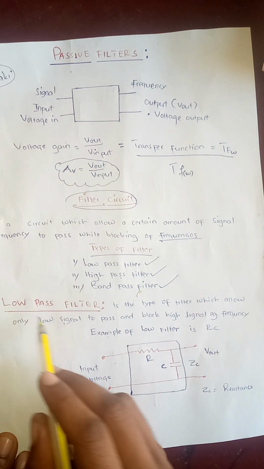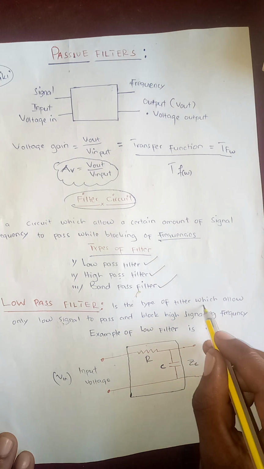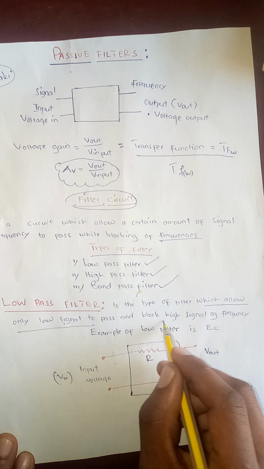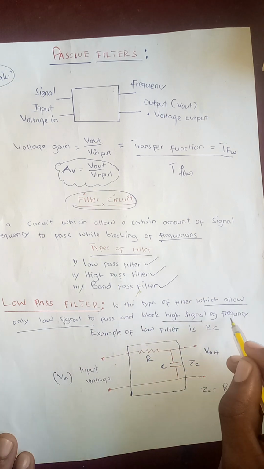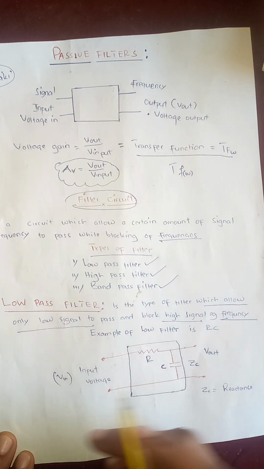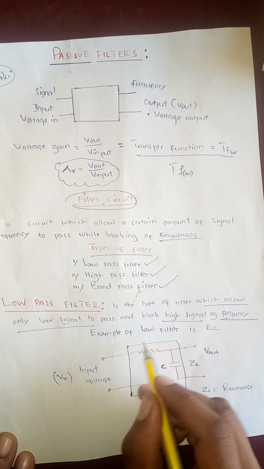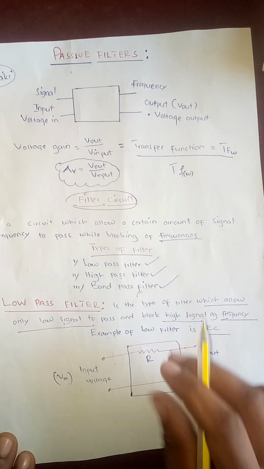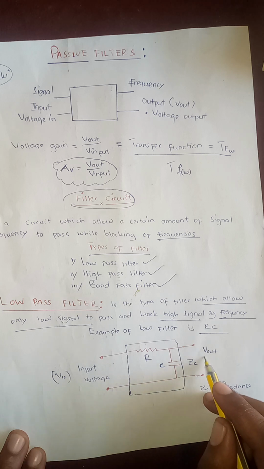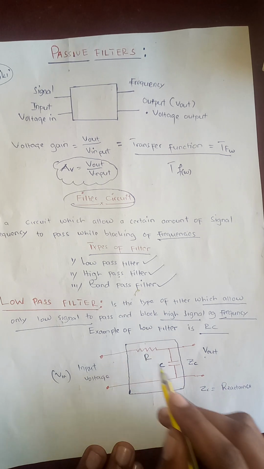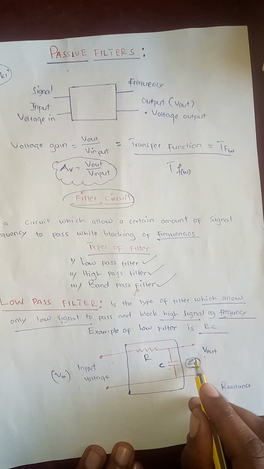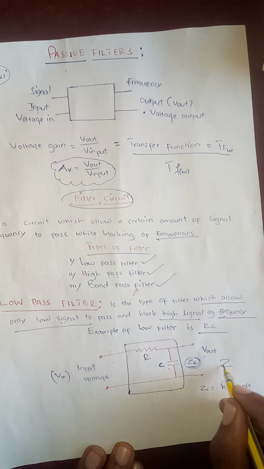As it is named, these are the types of filters which allow only low signals to pass and block high signals, for example low frequencies. A good example of a low pass filter is the RC circuit. As you can see, this is our circuit. We have the input here, we have also the output, and we have the resistance and this is the capacitor. This is the reactance, the resistance of the capacitor, denoted by ZC.